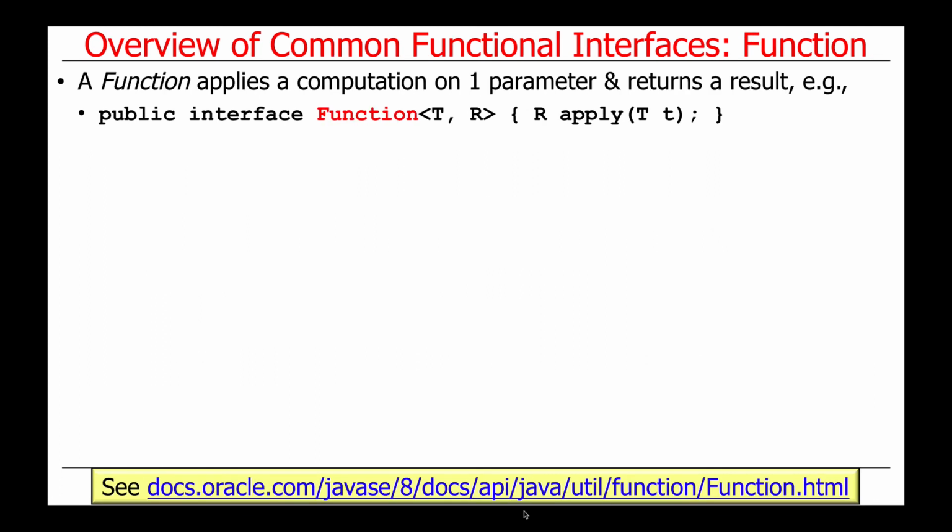Let's now talk about the function interface. Function is a very common interface that's used quite widely in Java 8, especially Java 8 streams. And what it does is it applies a computation on one parameter and returns a result. So as you can see here, unlike predicate, which only took one parameter, function takes two parameters, t and r. When we look at the apply method, which is what it's using to interact with the outside world, t is passed as the type of the value to the apply method, and r is the return value returned back from that.